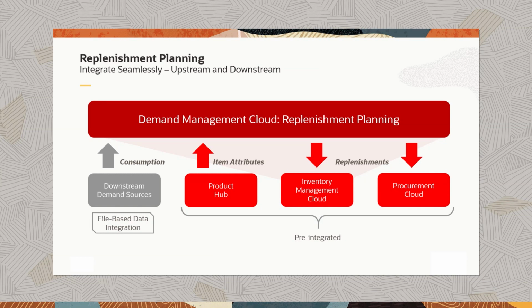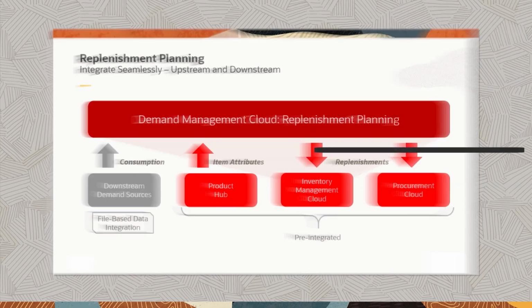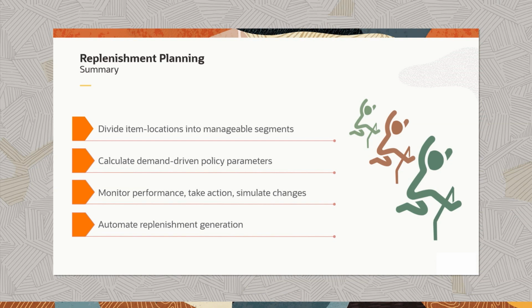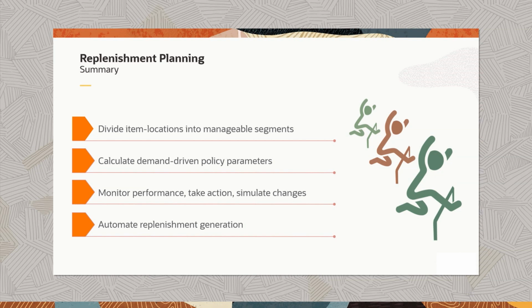Replenishment planning is pre-integrated with Oracle Inventory Management Cloud and Oracle Procurement Cloud, so you can get up and running quickly. Simple integration interfaces are available to connect with on-premise systems as well. With this dynamic segmentation, policy-based management, visual analytics, and interactive problem solving, Oracle's replenishment planning in the cloud enhances availability while reducing inventory and administration costs. Take advantage of this new Oracle Demand Management Cloud capability to extend your inventory planning to all of your downstream locations.